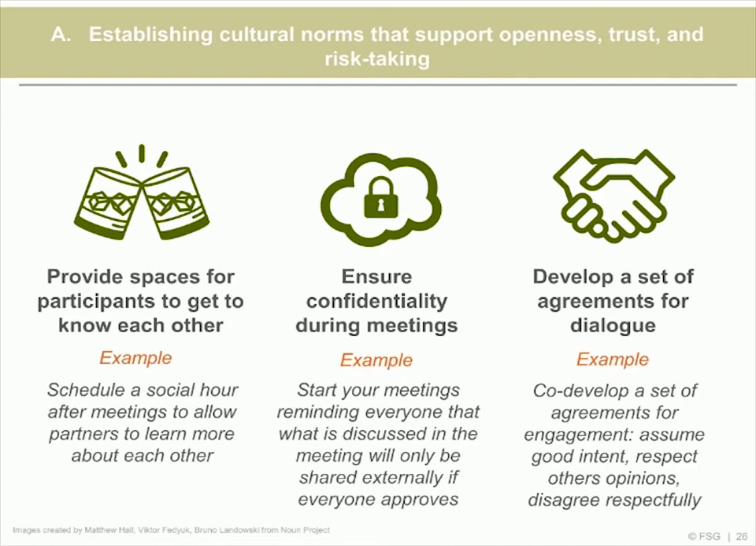And then the third one is just developing a set of agreements for dialogue. I'm sure you've seen this before, where the group at the beginning of the meeting develops a set of agreements for engagement. Some examples of them are there on your screen: assuming good intent, respecting others' opinions, and you can disagree but disagree respectfully. Those are just some examples of rules that you can set up to make sure that the conversations go well, and everybody is reminded why they're there, and that everything is in the spirit of learning.